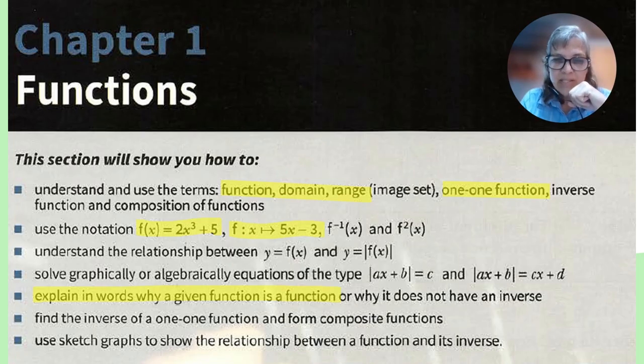We also started to talk about how to use notation, and how f(x) equals something is a way of expressing a function of x such that 2x cubed plus 5 is what is being calculated. And we have seen arrow notation, and we have started to be able to explain in words why a given function is a function or why it isn't and what restrictions it might need.